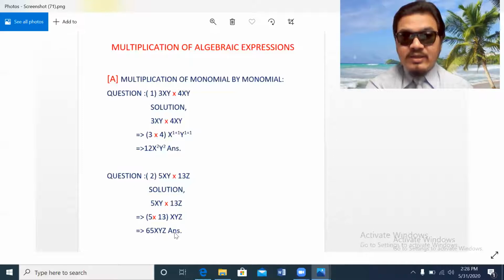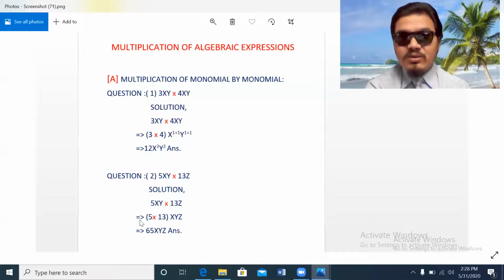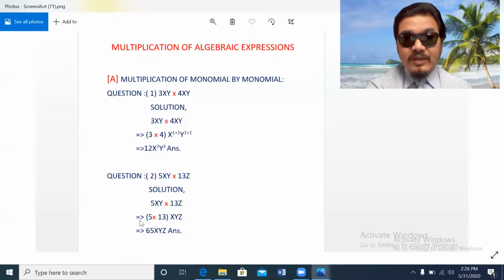Ans, answer. And what I suggest you here: here is the equals to, and then after there is an arrow given like this. It is the implies sign. Please, I suggest you, in place of equals to, use this implies sign. In place of the equals sign, it is better to use this implies sign.